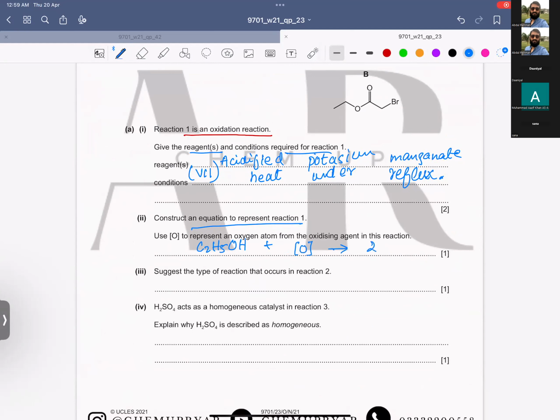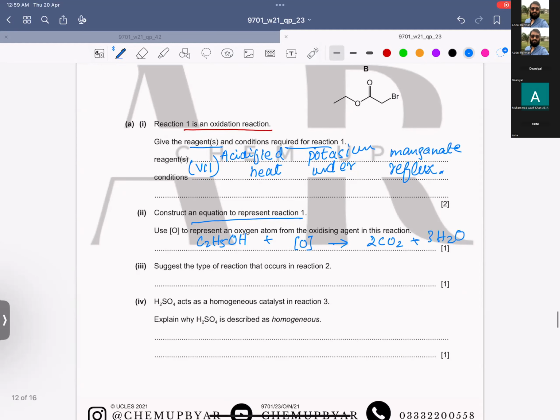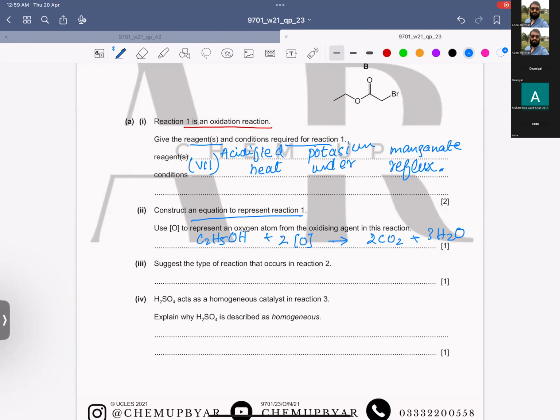Then we would get 2 moles of carbon dioxide and 3 moles of water, right? Yes, is this equation balanced or not? So I have to put 2.